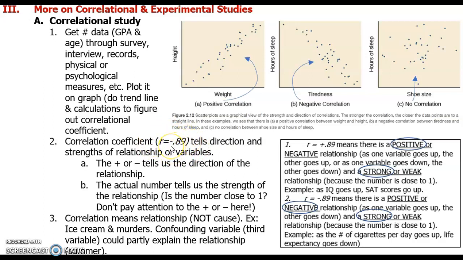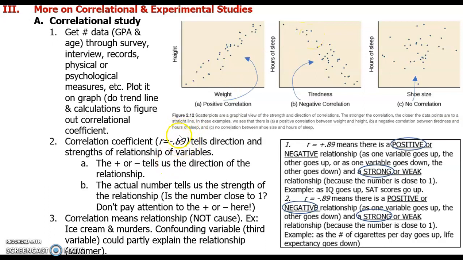Now, the plus or negative is going to tell you if it's a positive or a negative relationship, a positive or a negative correlation. So this graph right here would have a plus and then some number because it's a positive correlation. Both variables are increasing or decreasing. If you see a negative like this one, it means that the variables are doing two different things. One's going up and one's going down.